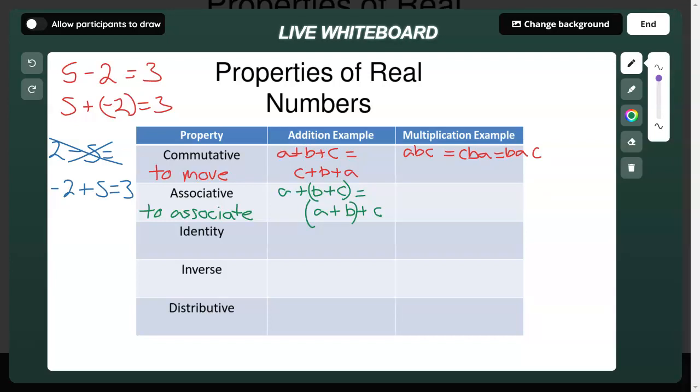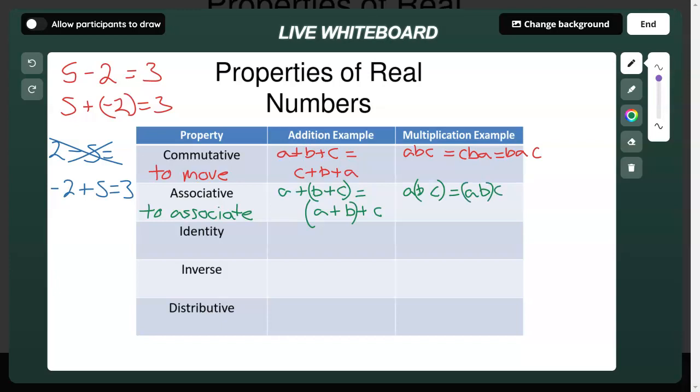Okay? Multiplication will be the same. A, B, and C. And then let's associate B and C. It's going to be the same as A and B, those associated, with C hanging out on the outside.